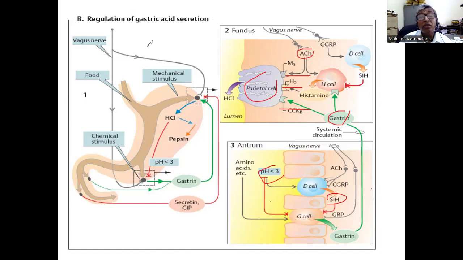So you can leisurely try to understand this diagram. I already explained it, but it takes time to understand. Don't worry.